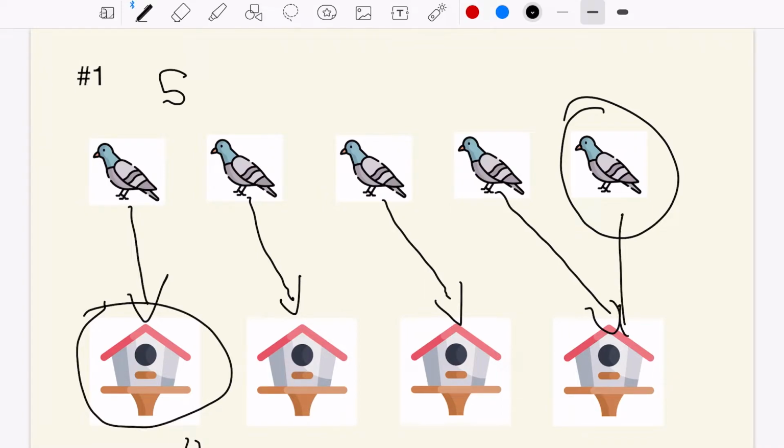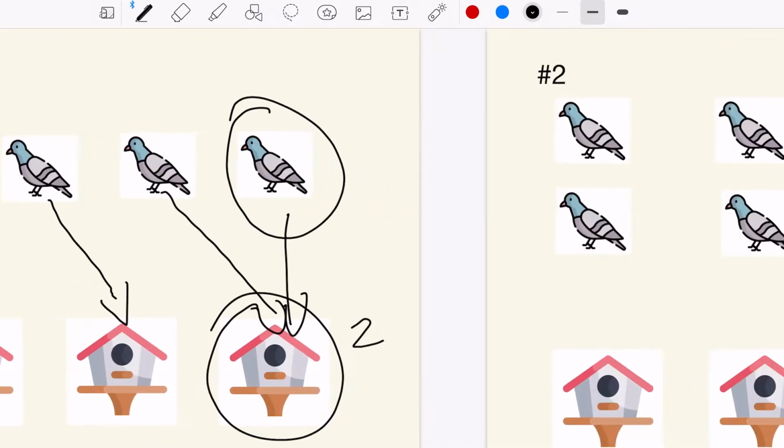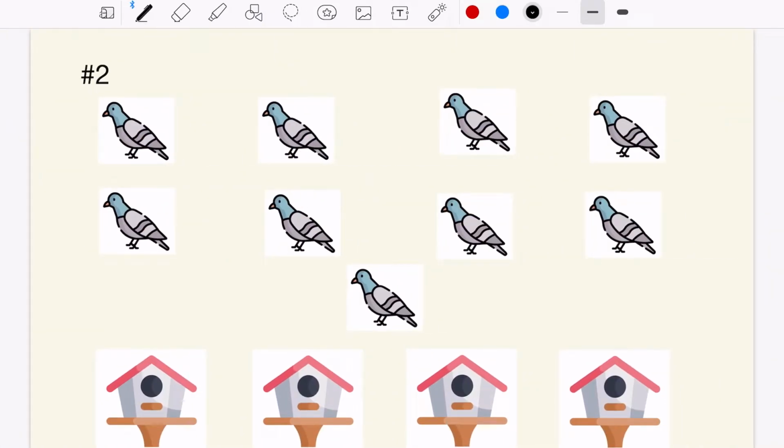For instance, this pigeonhole will have 2 pigeons inside it. So that's the basic concept of the pigeonhole principle. If there are more pigeons than pigeonholes, then at least 1 pigeonhole would have more than 1 pigeon. So let's see the case if more pigeons fly over to the pigeonholes.